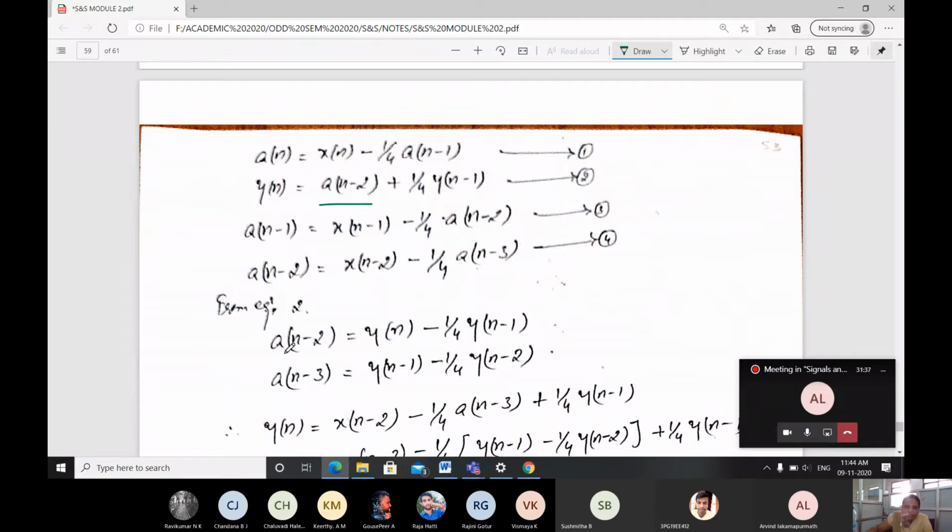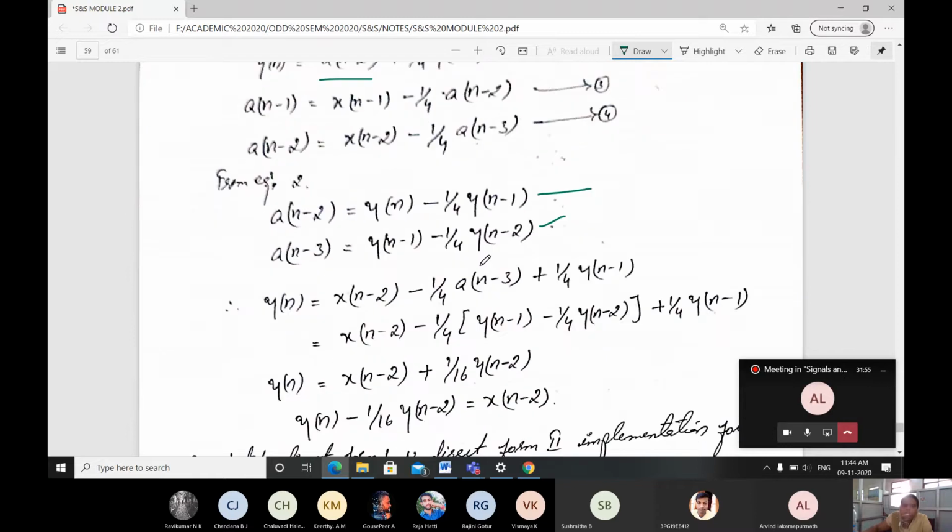From equation 2, a of n minus 2 is going to be y of n minus 1 by 4 y of n minus 1. Then a of n minus 3 is equal to y of n minus 1 minus 1 by 4 times y of n minus 2, in terms of y. Okay, then if we solve for this, we will be getting what we want in terms of y of n. y of n is equal to x of n minus 2 minus 1 by 4 a of n minus 3 plus 1 by 4 y of n minus 1. Then substitute for a of n minus 3, that is y of n minus 1 minus 1 by 4 y of n minus 2. Solve for this.